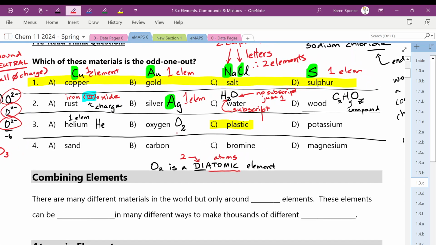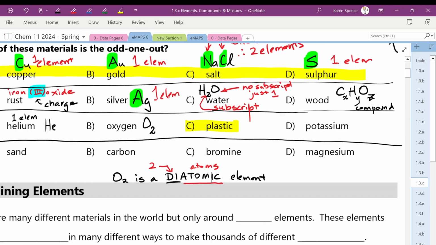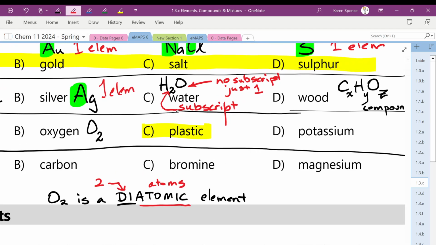Okay, oxygen is O2. It's one of our diatomics. We have plastic, which is another thing made out of some ratio of carbon and hydrogen and oxygen, but the numbers are probably different and we don't know what they are, so we'll just put that. And then potassium. Anyone remember the symbol for potassium?